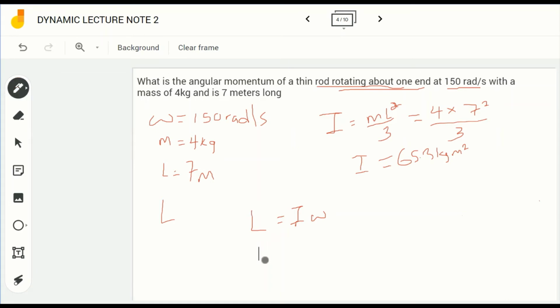So now I can find my angular momentum by logging in the different values. My angular momentum L is equal to my inertia, which is 65.3, times my angular speed, which is 150. So we can multiply these together, and that gives us what? That gives us 9795 kilogram meter squared per second. So here is our final answer to this question.